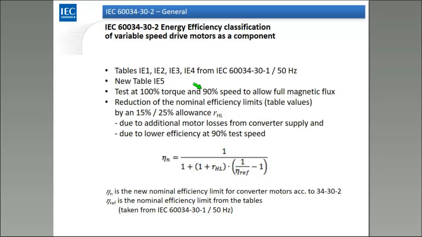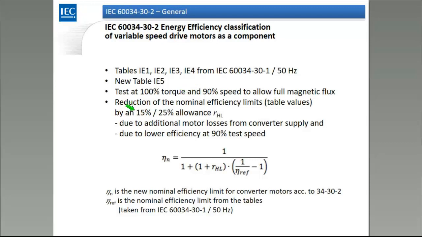And that 90% speed point will allow us to get full magnetic flux even at a reduced voltage, and it is harmonized across all the standards that I've shown you up front, even the 61800-9 series of standards. Everyone uses now this 90% speed point.